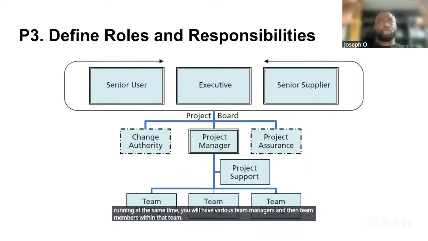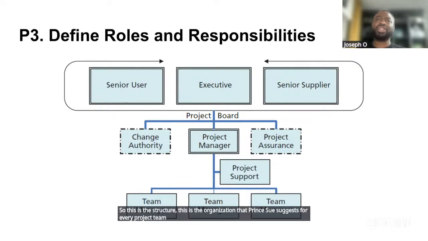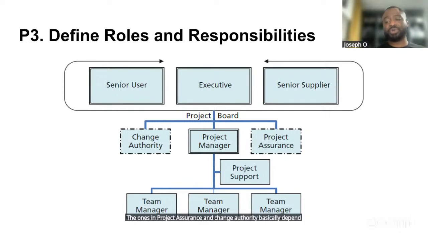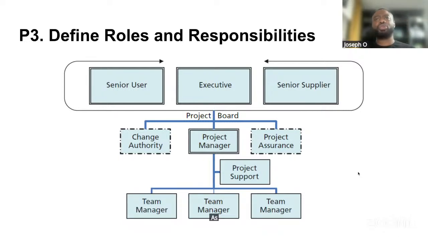So this is the organization that Prince 2 suggests for every project team. There should be a senior user, a senior executive, a senior supplier, a project manager, obviously, a project support if required, and then a team manager. The ones in project assurance and change authority would depend on the size and scale of the project, and this is where tailoring comes in, where that would also be required as a role within the project environment.